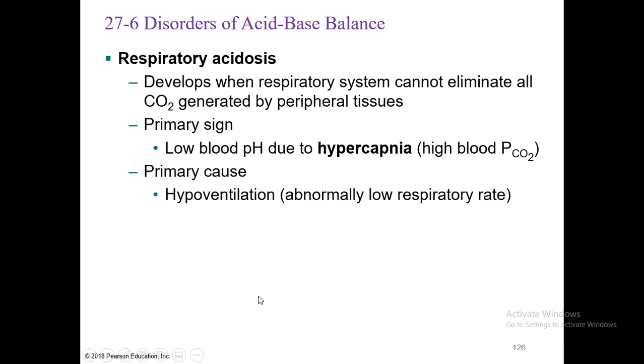The last thing I want to talk about is respiratory acidosis. So this develops when the respiratory system cannot get rid of the carbon dioxide that's being generated by the body. And this low blood pH is due to hypercapnia, which is high blood partial pressure of carbon dioxide. So that is low blood pH, below 7.35, because specifically of the respiratory system and that carbon dioxide. A primary cause of this is hypoventilation, a low respiratory rate, not getting rid of enough carbon dioxide.